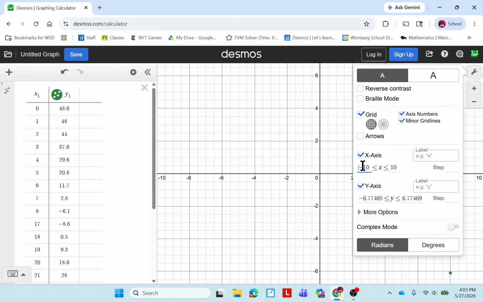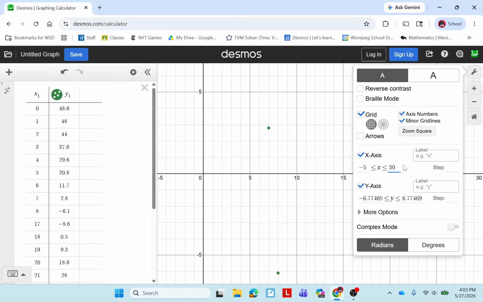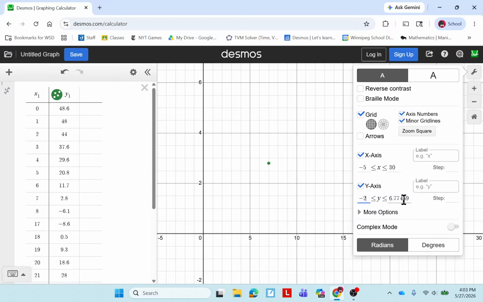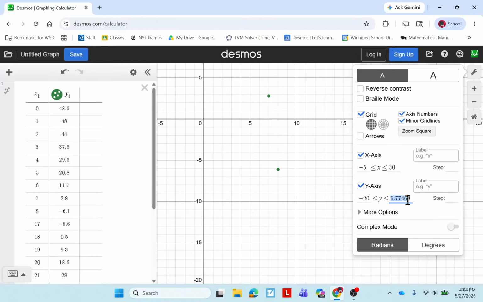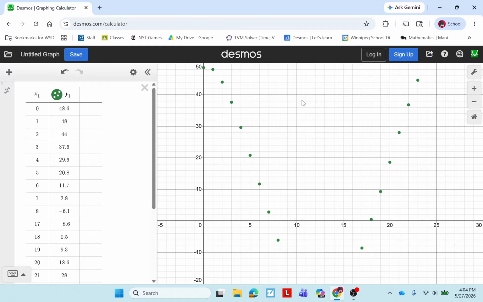So when you click on the wrench icon, I'm just going to change what we can see in terms of the x-axis and the y-axis. Because my lowest x point is 0, I'm going to maybe change it to negative 5 or something like that, and make it go up to 30. For my y values, again, we're going into those negatives. So maybe let's go as low as negative 20, and let's go as high as 50. So now we have a better idea.